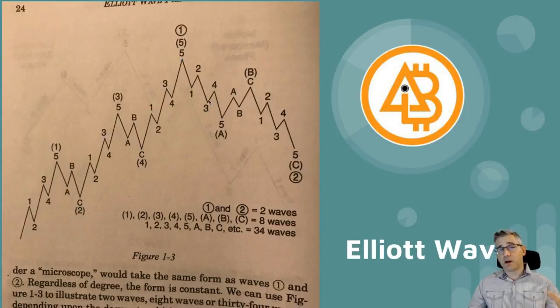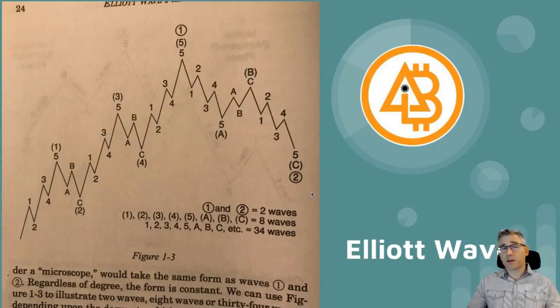Now at the top here, you can see the pattern reverse. Now it's heading bearish, so we count in the reverse direction. So we go 1, 2, 3, 4, 5, then an A, B, C correction. And again, 1, 2, 3, 4, 5, and then the cycle ends.